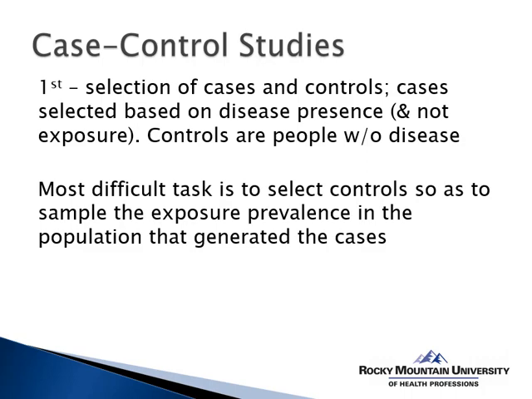So the most difficult task is to select controls so as to sample the exposure prevalence in the population that generated the cases. You wouldn't want to do a case control study of a cancer diagnosis utilizing people in the United States who might be exposed to a variety of different cancer-causing agents and compare them to a cohort of individuals living in an island country, not Hawaii, but some other island country that has none of the same industrial hazards that we might find within the United States.